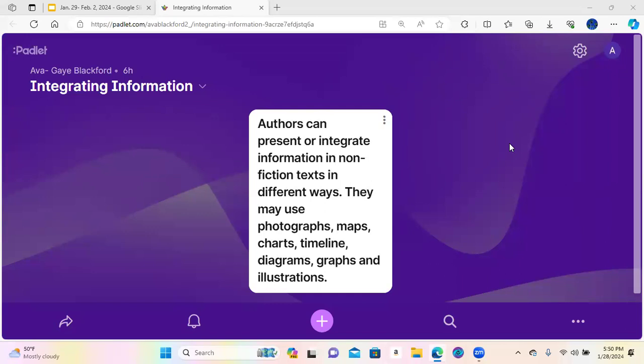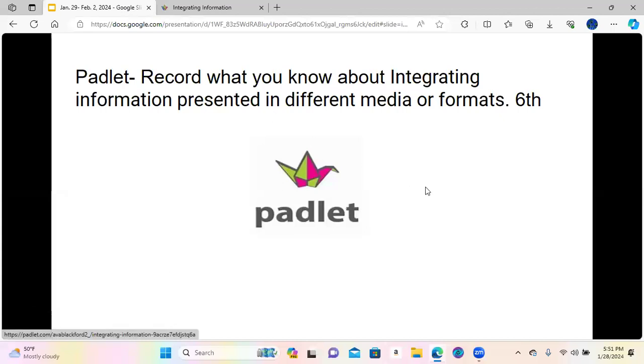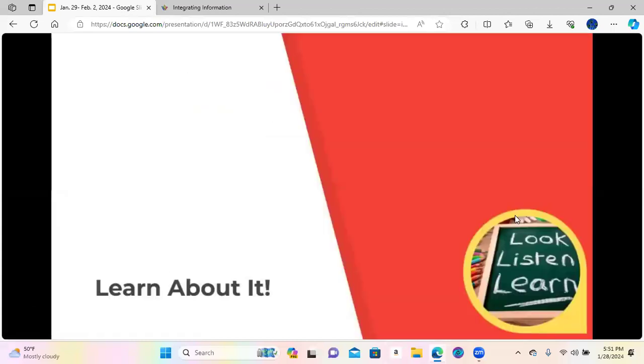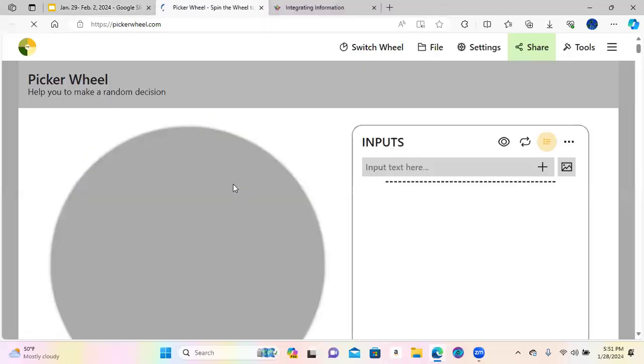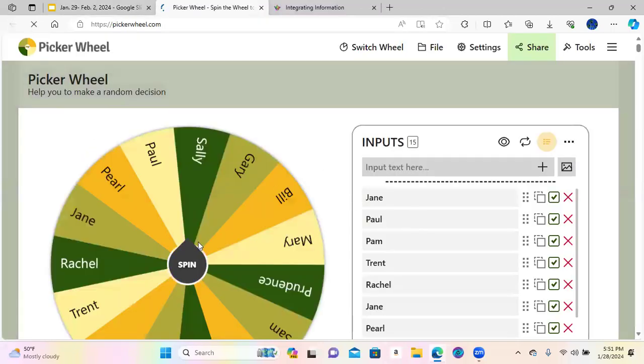So authors can present or integrate information in nonfiction text in different ways. They may use photographs, maps, charts, timelines, diagrams, graphs, and illustrations. Go ahead and pause the video so you can complete your Padlets. Now we're going to learn more about our topic. We're going to use a picker wheel to choose someone who is going to read for us today.